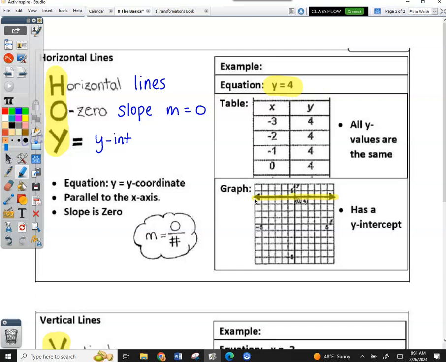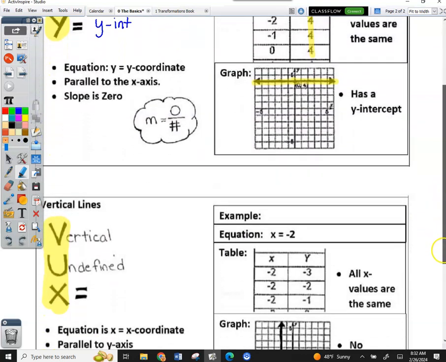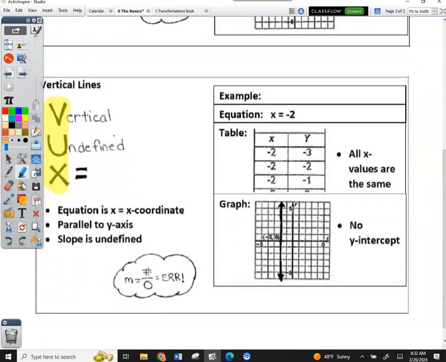Now, what would it look like as a t-table? Well, it would be very uninteresting because the entire y portion would be the number 4. Hence the reason the equation is y equals 4. Meaning it doesn't matter what x is because y is 4. Now, it comes from the fact that the slope would be 0, which means you've got some horizontal movement, but you have no vertical movement. So you have 0 divided by a number, which is 0.